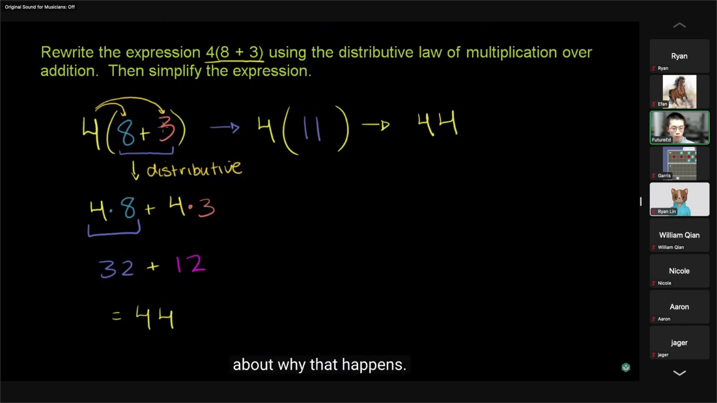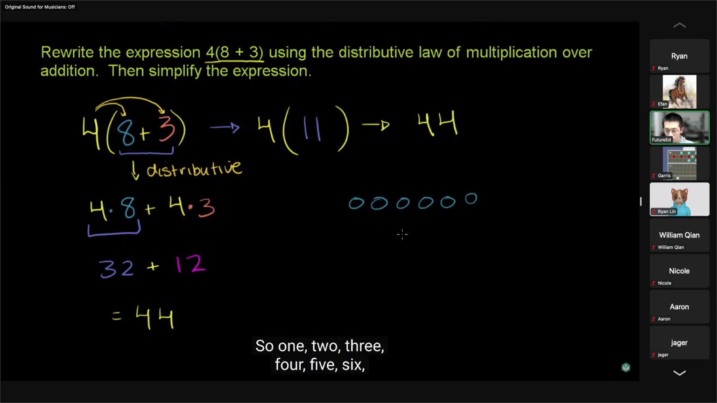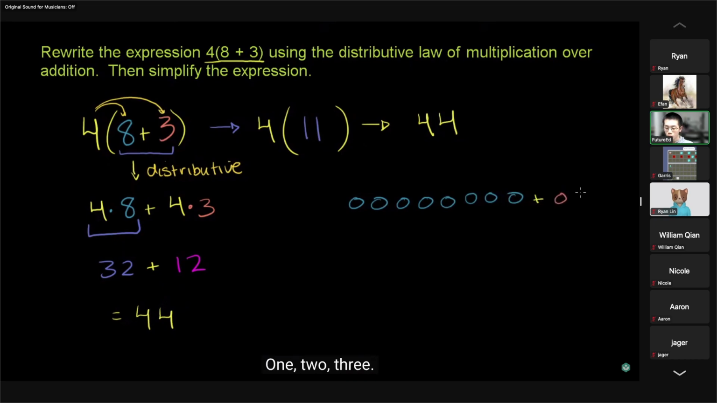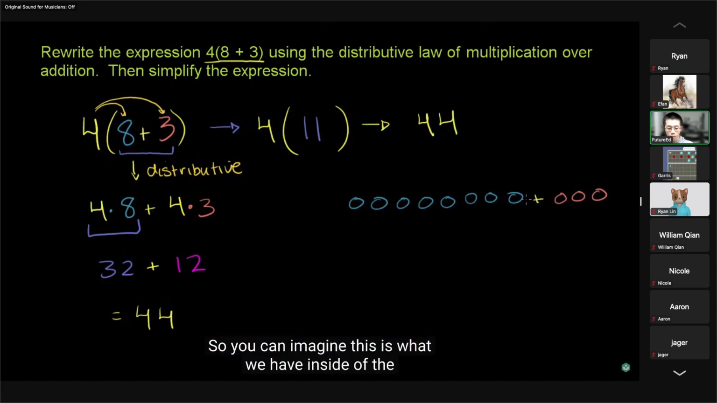Now let's think about why that happens. Let's visualize what 8 plus 3 is. Let me draw 8 of something. 1, 2, 3, 4, 5, 6, 7, 8. And then we're going to add to that 3 of something, maybe the same thing. 1, 2, 3. So you can imagine this is what we have inside of the parentheses: 8 circles plus 3 circles.